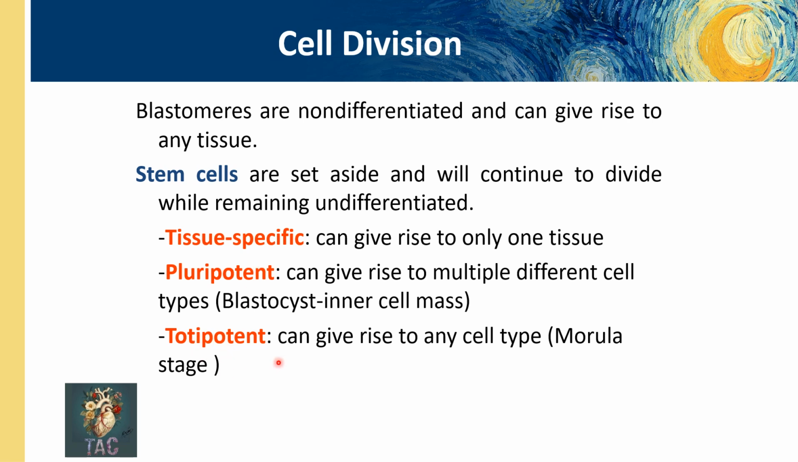Totipotential means the cells can give rise to any of the cell types. So there is a difference between pluripotent and totipotential cells. Totipotential cells can form any of the cell types, while pluripotent cells can form multiple different cell types, but not all of the cell types. So totipotential cells are formed at the morula stage, and pluripotent cells are present at the blastocyst. These are the inner cell mass.